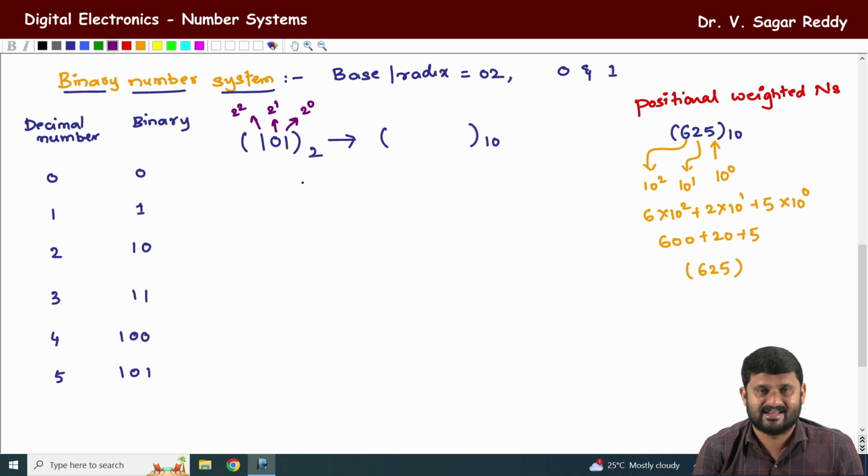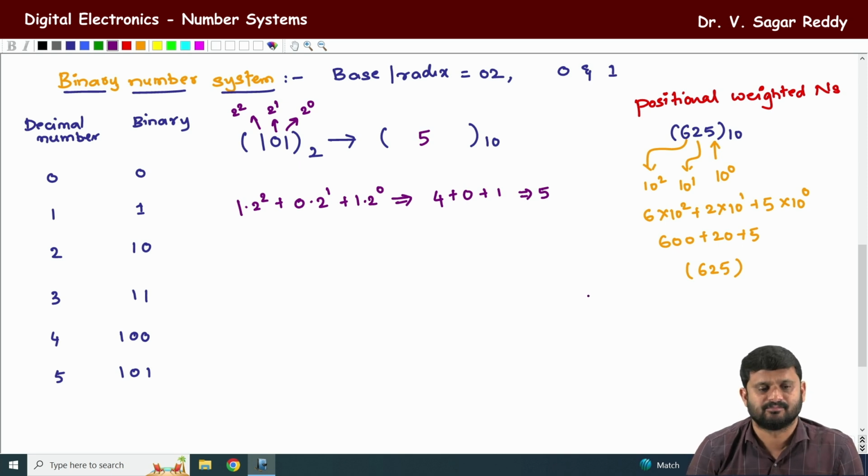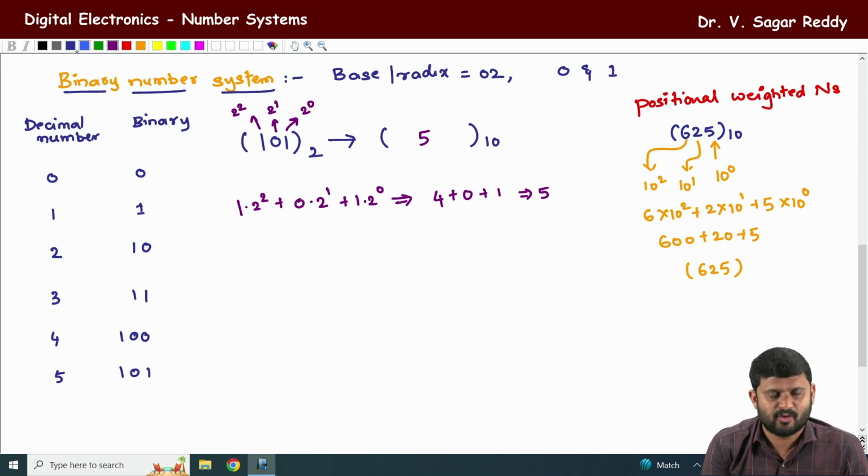If you want to know the decimal equivalent for a given binary number 101, we can write 1 into 2 power of 2 plus 0 into 2 power of 1 plus 1 into 2 power of 0. So we can write 4 plus 0 plus 1, so this is 5. The decimal equivalent for this 101 is 5. Now I'll take one more example: how to convert a binary number into an octal number.